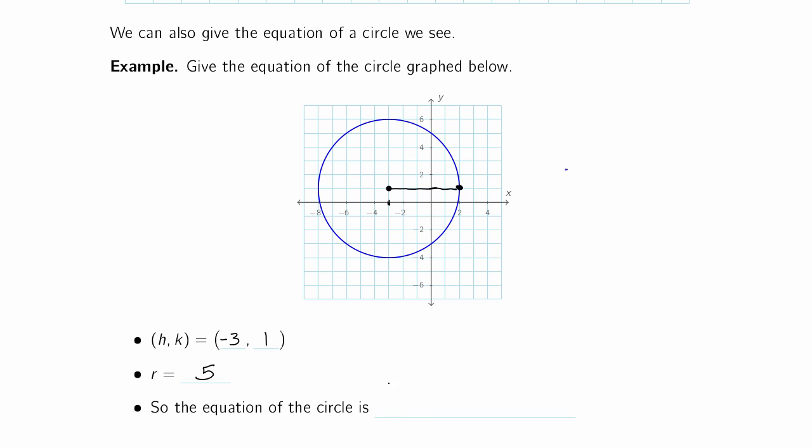So we have x minus h, that'll be x minus -3, that'll be x plus 3 squared. y minus k, well, that'll be y minus, our k is 1, squared. And then that'll equal r squared. So that equals 5 squared, which is 25. Our equation is x plus 3 squared plus y minus 1 squared equals 25. And that's all we have to do.